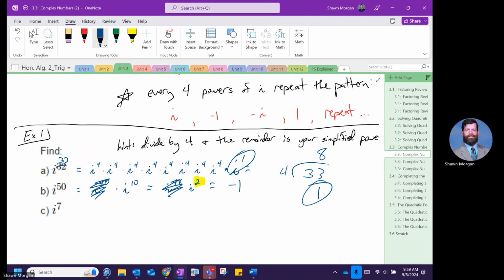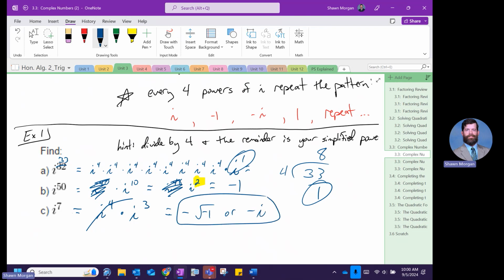So i to the 7th, we would say is i to the 4th times what? Bingo. And that i to the 4th is trivial. I don't really care about that. And i to the 3rd we know is negative i, or negative square root of negative 1, whatever floats your boat. This is uncomfortable. This is weird. This is new. Okay, we're gonna do a lot of this.